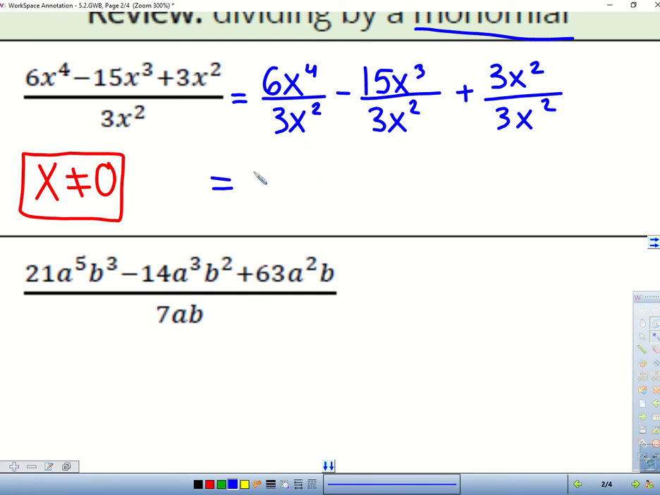3 goes into 6 how many times? 2. X squared goes into x to the 4th? X squared. Negative 15 divided by 3 is? Negative 5x. Very good. And then this is just going to become? Plus 1. Very good. So this is your final answer.